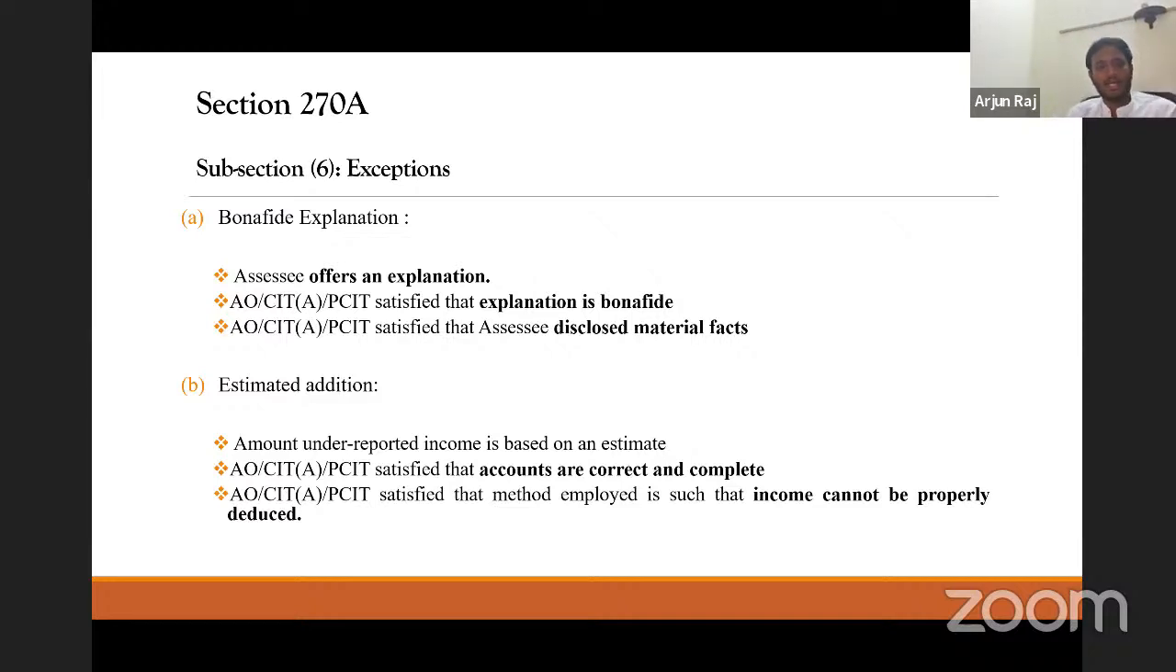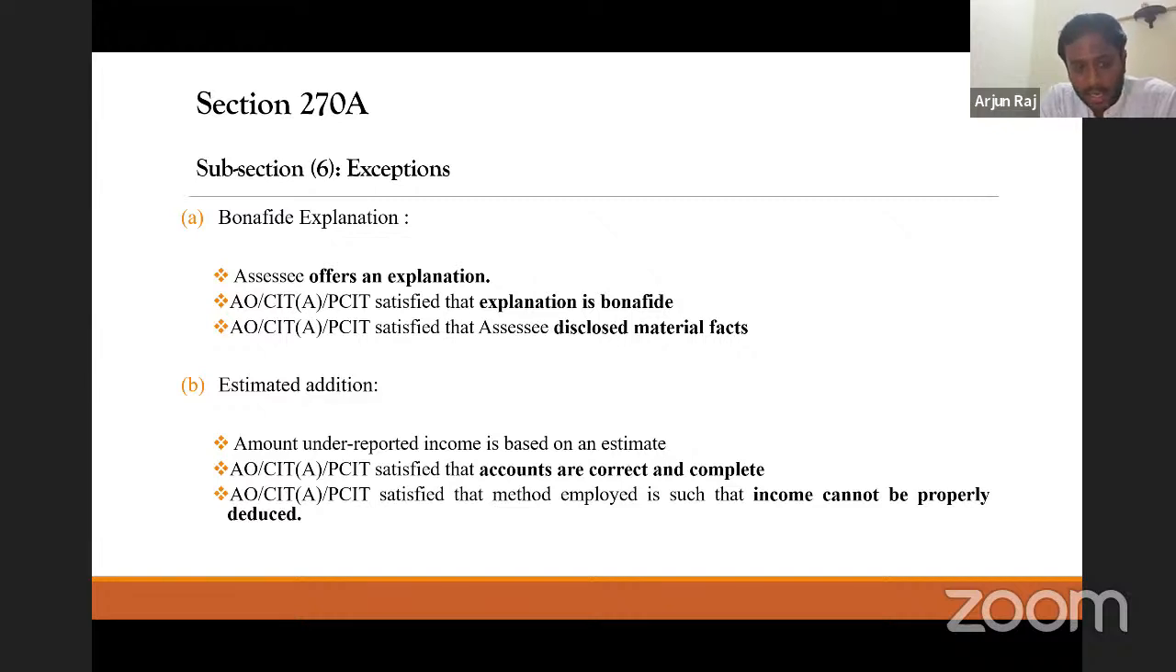The first limb is a bona fide explanation given by an assessee. Basically, here there need to be 3 conditions satisfied. One is the assessee has to offer an explanation with respect to that addition or disallowance. Second, the explanation offered by the assessee has to be a bona fide one, to the satisfaction of the AO or CIT appeals.